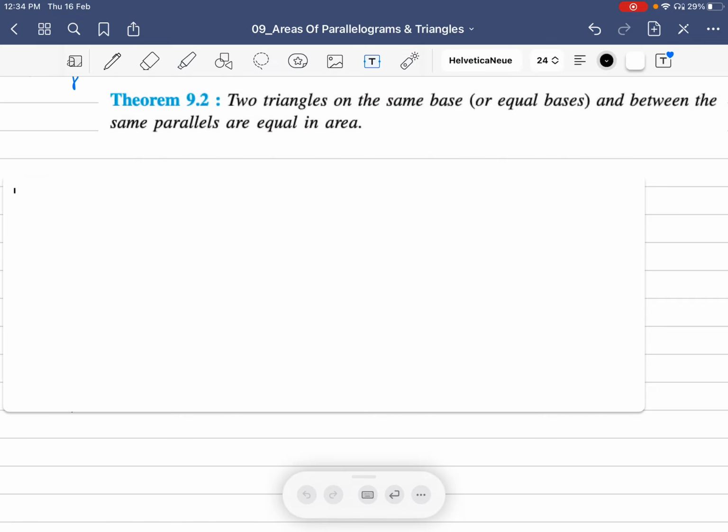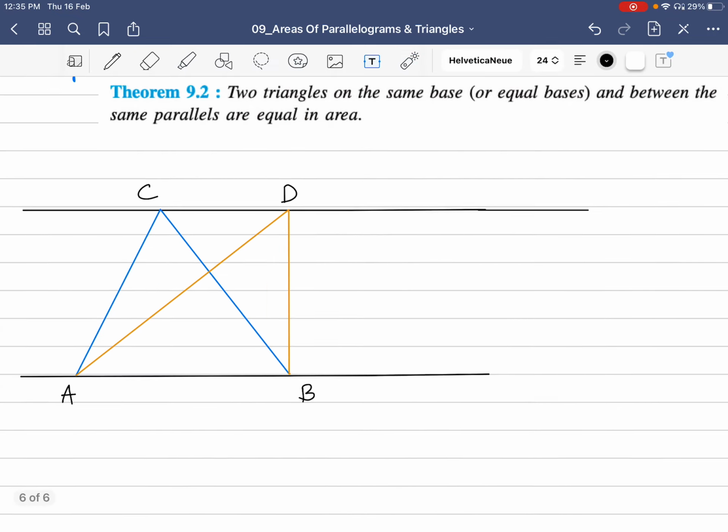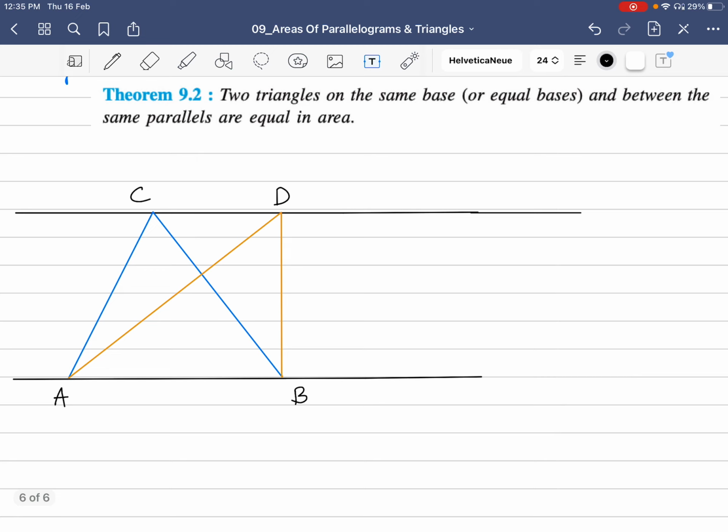So let's try to visualize what the proof says. We have these two parallel lines. And we have two triangles on the same base. So AB is our same base. Let me use a highlighter. AB is our same base here, and we have two triangles on the same base and between the same parallel lines. So this is one parallel line, this is one parallel line. Now these two triangles ACB and ADB are equal in area. That is what the theorem says, and that is what we are going to prove.